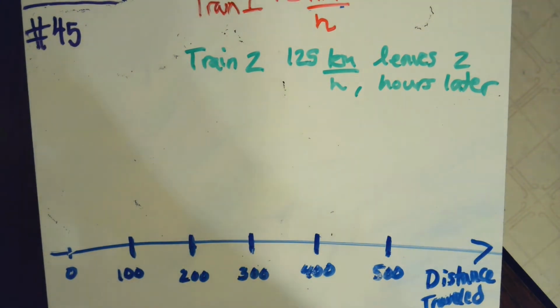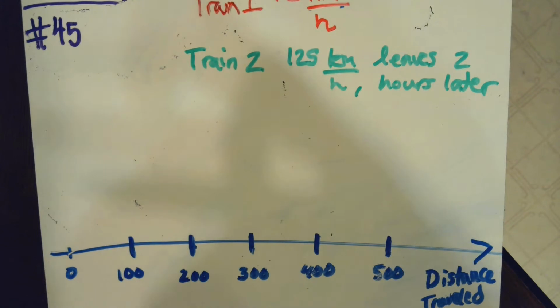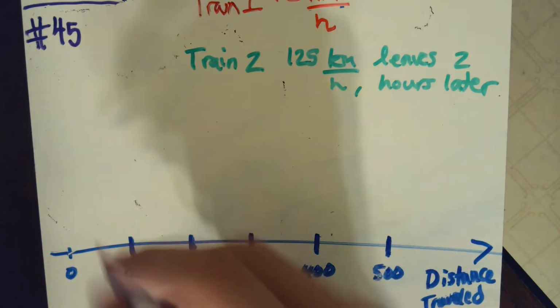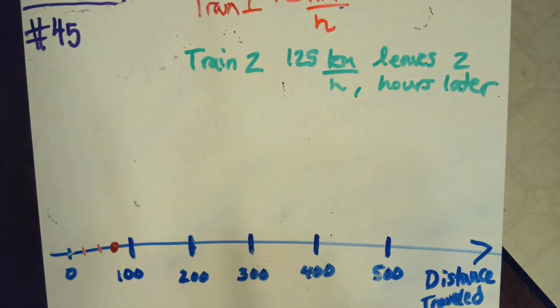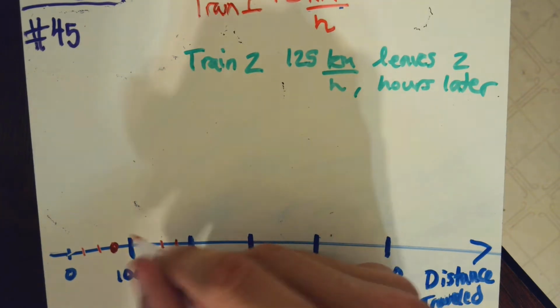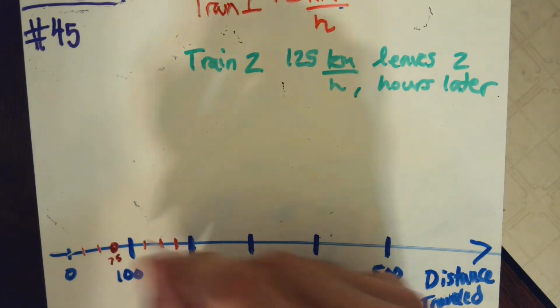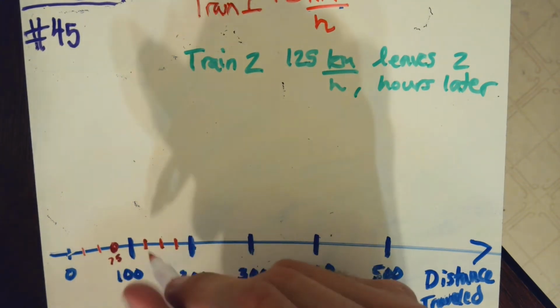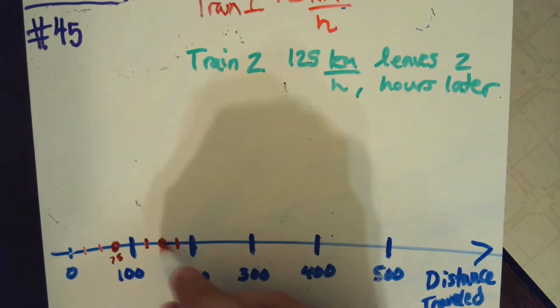Alright. So let's start off by monitoring the progress of train 1. So train 1 goes 75 kilometers per hour north. So after 1 hour, it's gone there. After another hour, we've gone up 75 more. So this is 75. And then each of these tick marks represents 25. So after we go up 75 more, we're here at 150.